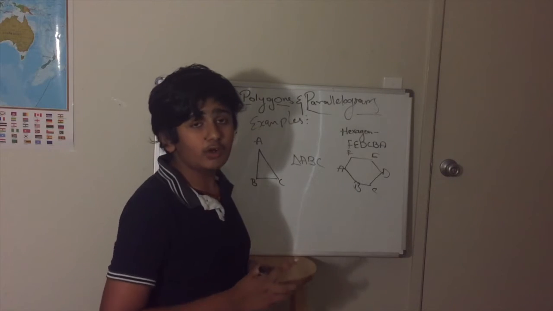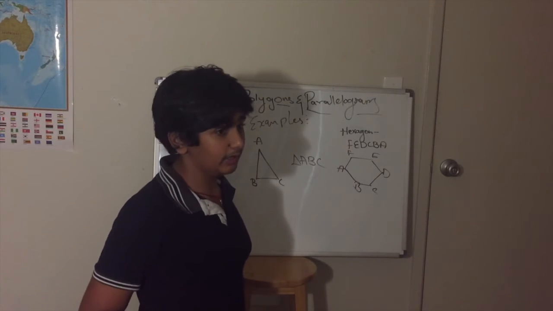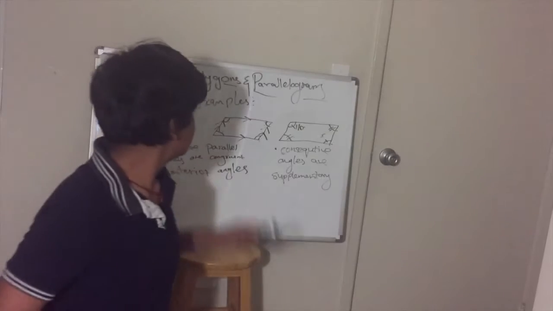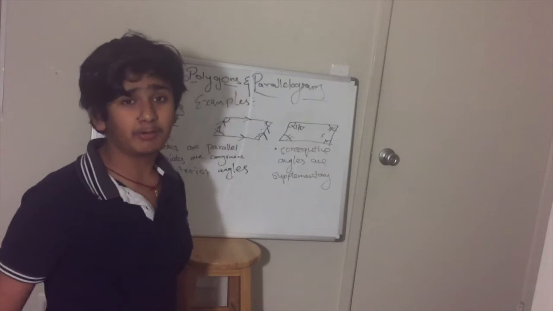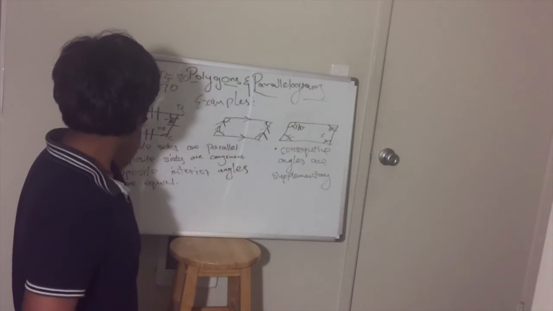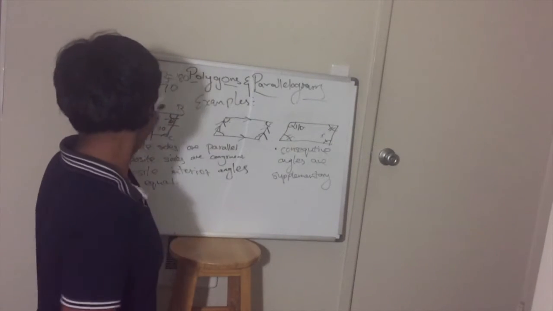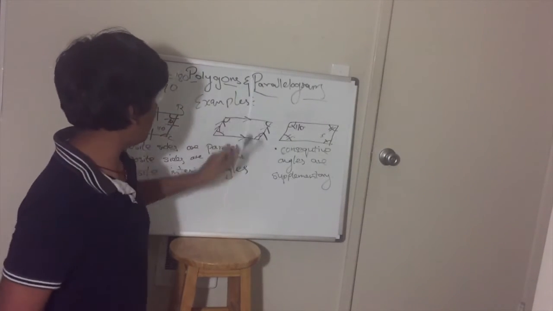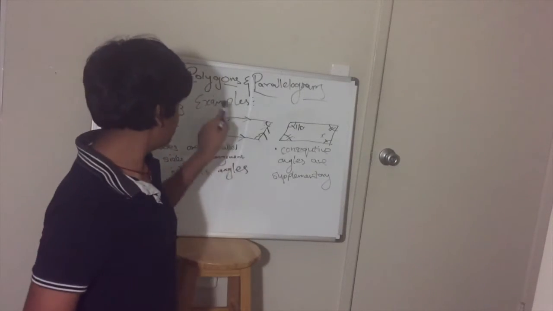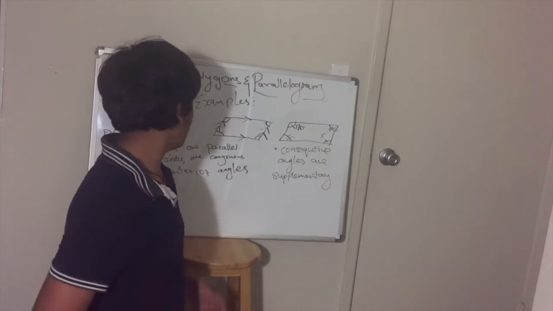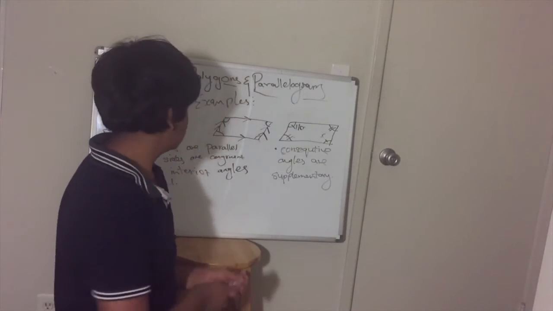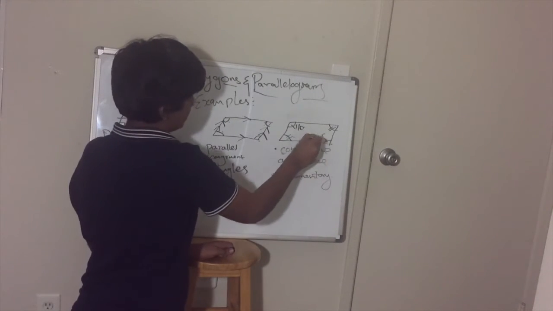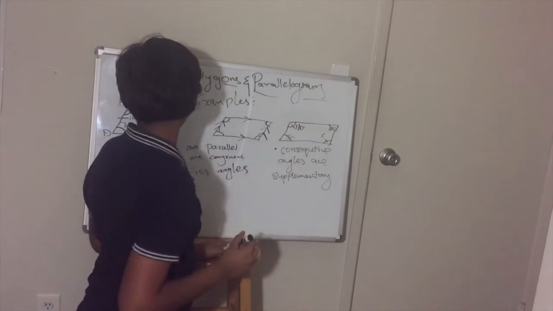Now let's recall what parallelograms are and discuss them. Parallelograms are quadrilaterals in which the opposite sides are congruent, which means the opposite sides are equal, and the opposite sides are parallel, which means they don't touch each other at all, and the opposite interior angles are equal. So this angle and this angle are equal, and so are this angle and this angle.